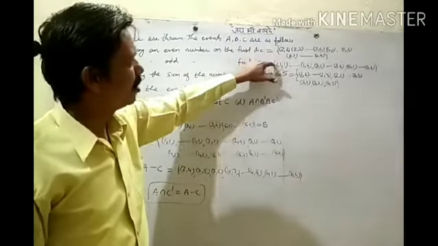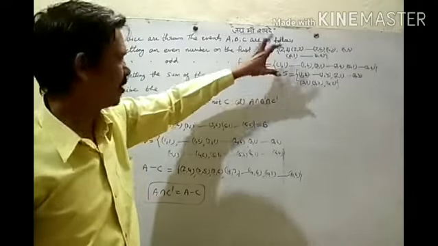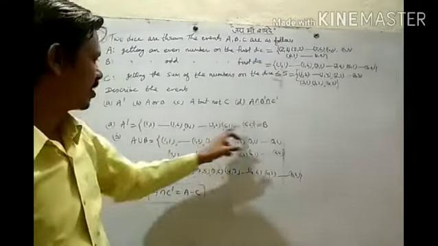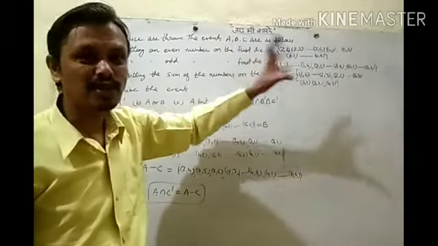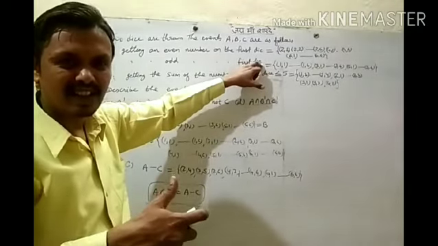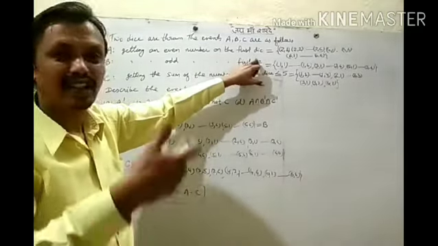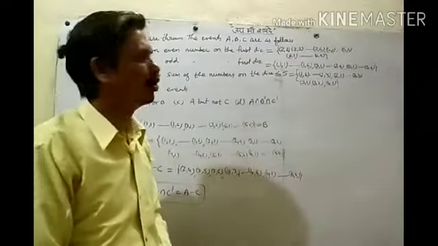What is A union B? The complete sample space S. If you find A or B, we get the complete sample space S. So A and B are exhaustive events. A and B intersection is the null set and the union is S, so A and B are both exclusive and exhaustive events.